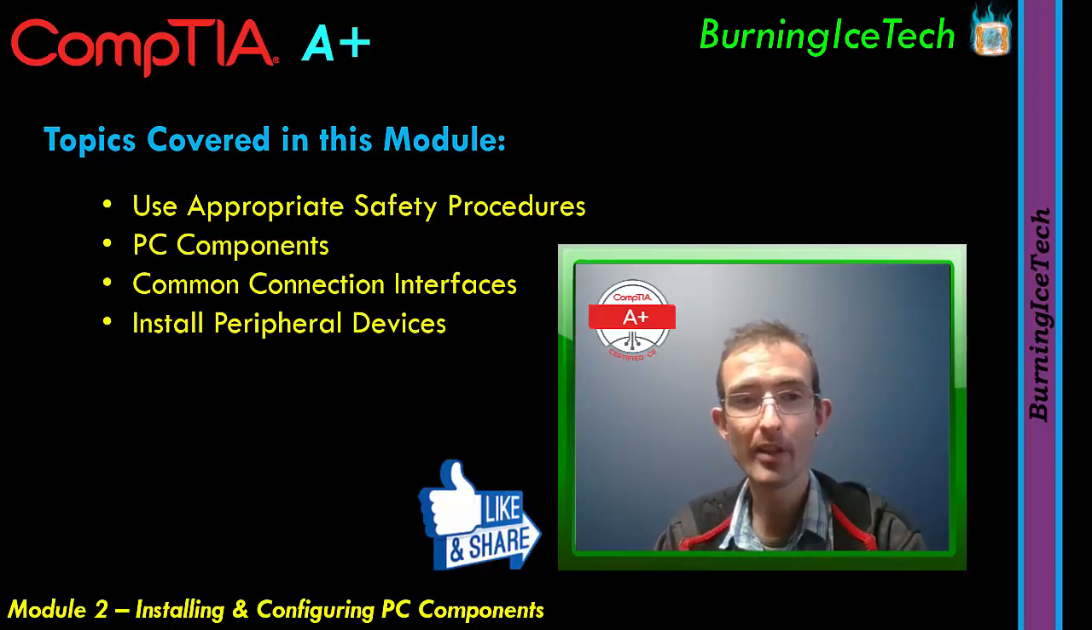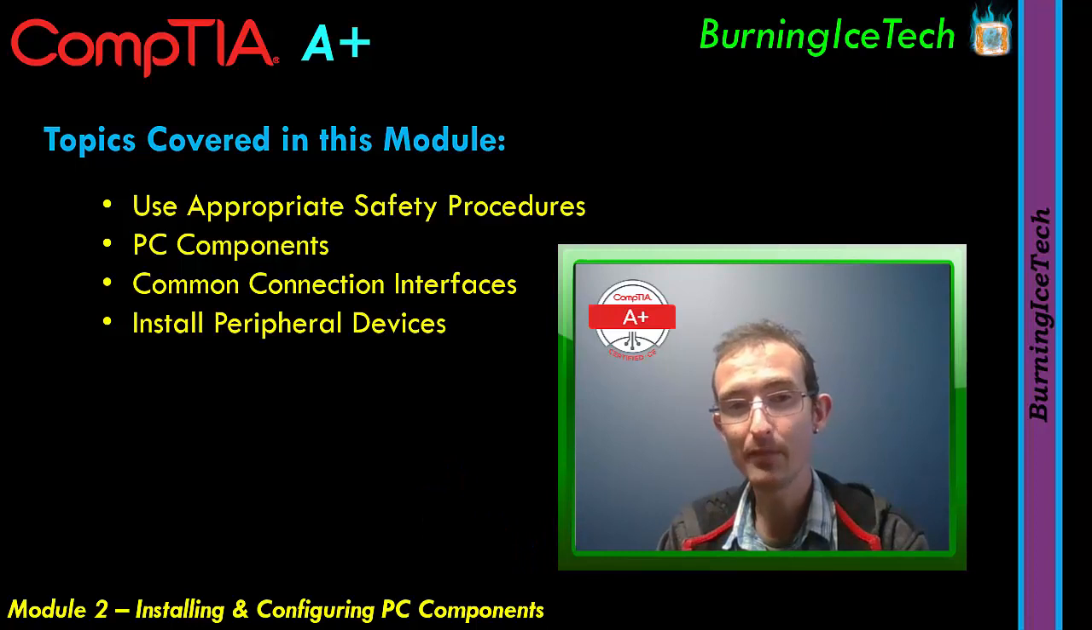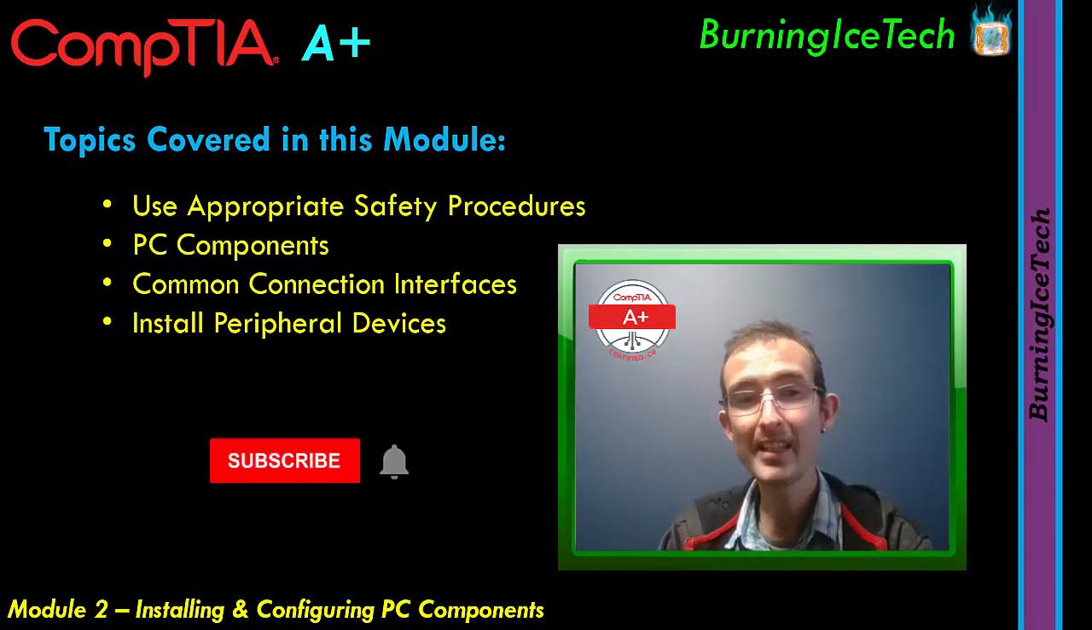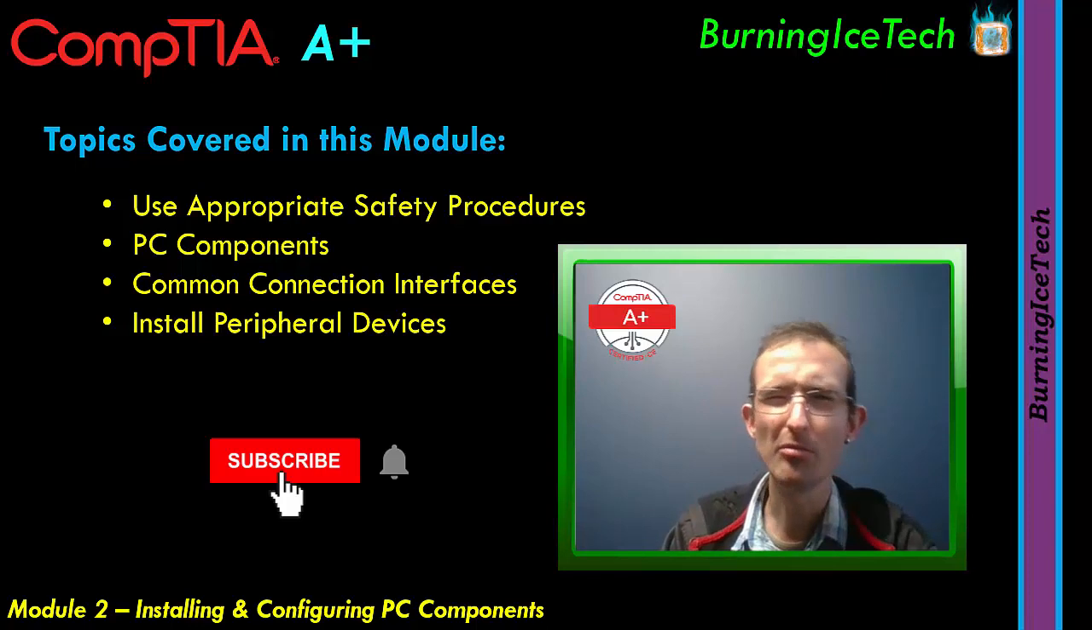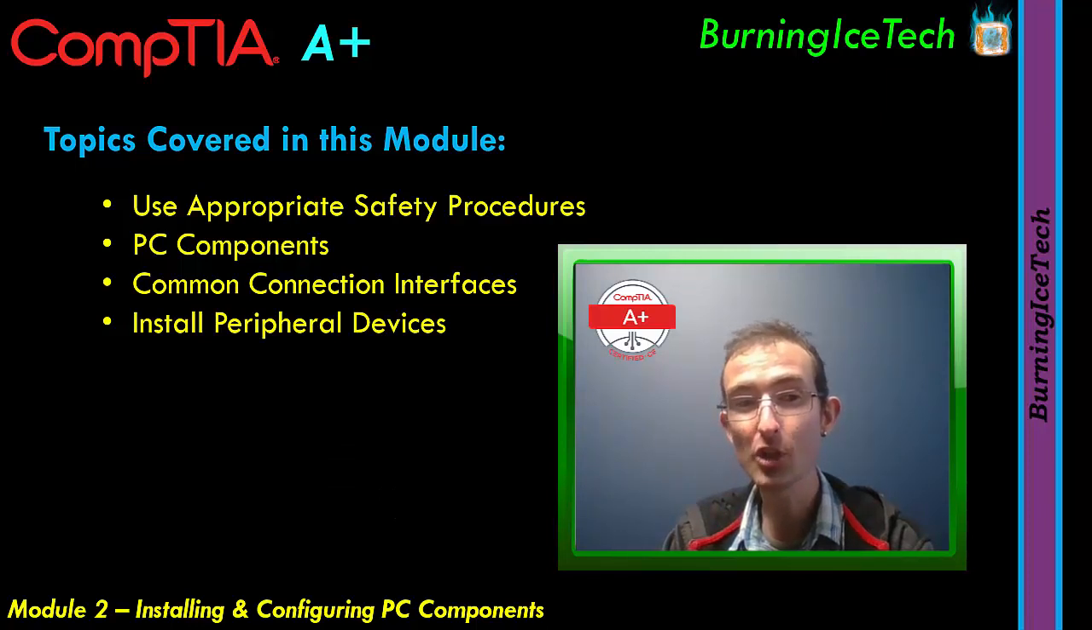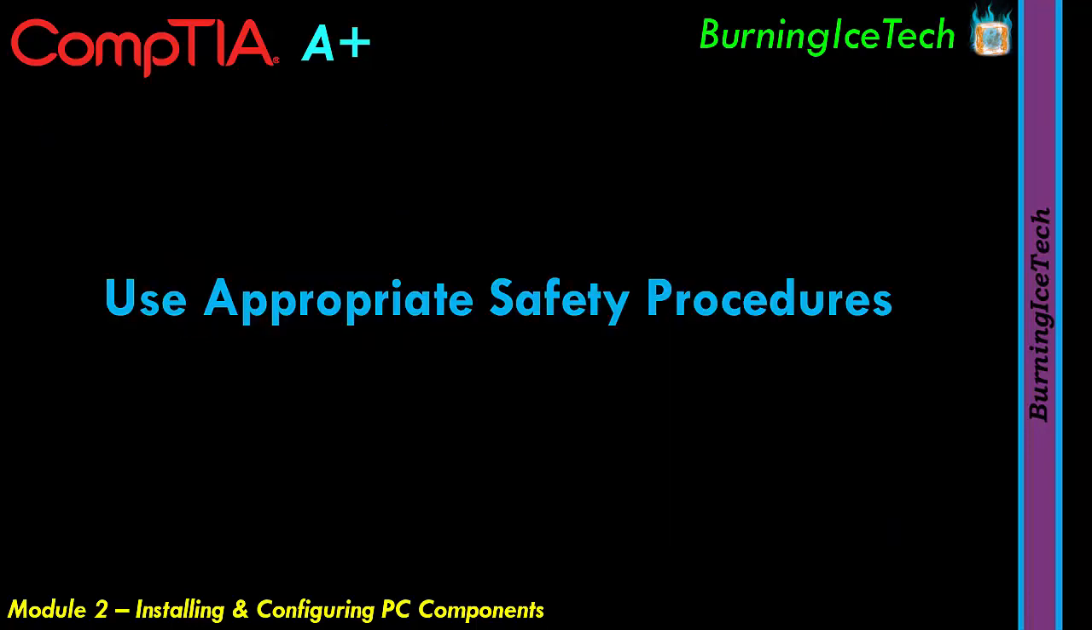So the first main one is using appropriate safety procedures. That can be a lot of things, it's obviously going to include things like electrical safety, things like that. Second main bullet point is PC components, CPUs, motherboards, that kind of jazz. Third one being common connection interfaces, and the last one being installing peripheral devices. All right, so with all of that out of the way, let's jump in and get right to it. Our first one here is using appropriate safety procedures.